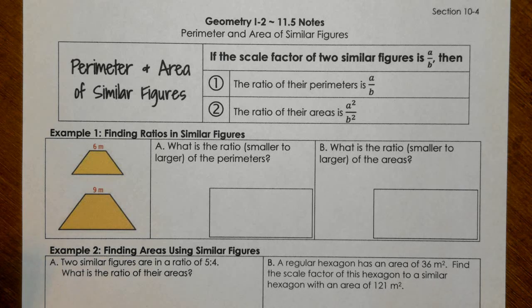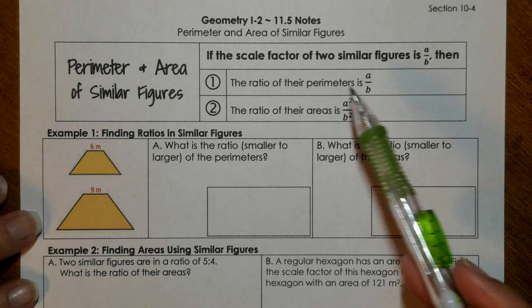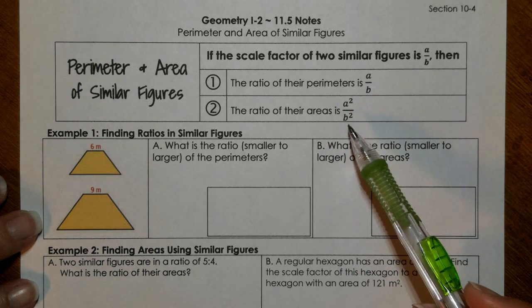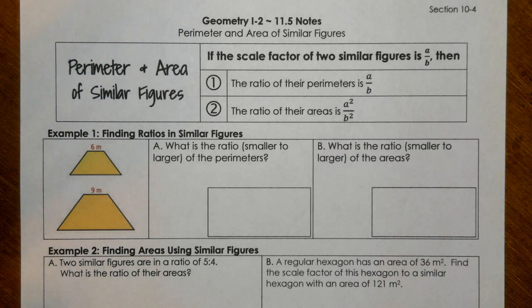For 11.5 notes, it says finding the perimeter and the area of similar figures. So for this one, the ratio of the perimeters is A over B, and the ratio of the areas is A squared over B squared. Let's get into what this actually looks like.